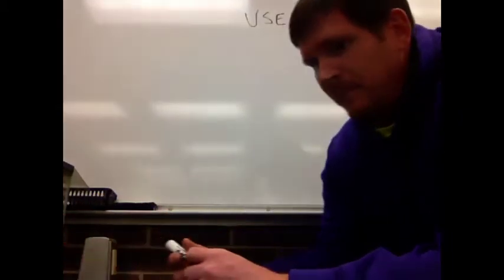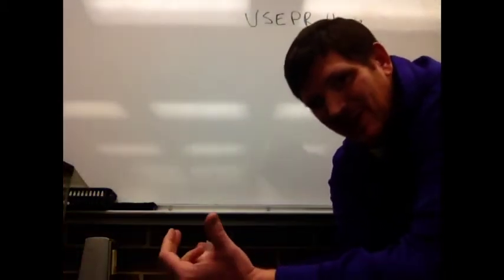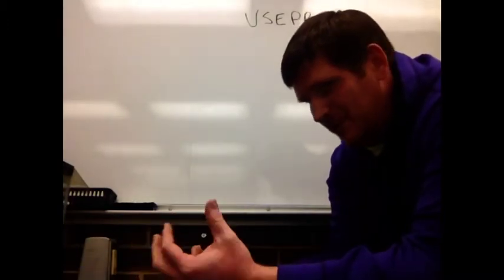Today we're going to talk about VSEPR theory. Now, VSEPR theory is valence shell electron pair repulsion theory. Okay, so we don't want to say all that, so that's why we use VSEPR. Basically what it says is electrons don't like each other. They want to get away from each other.